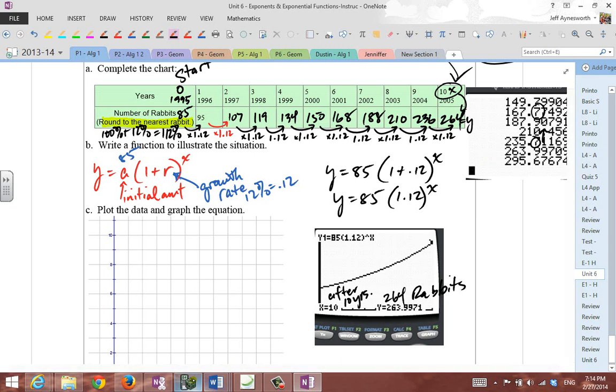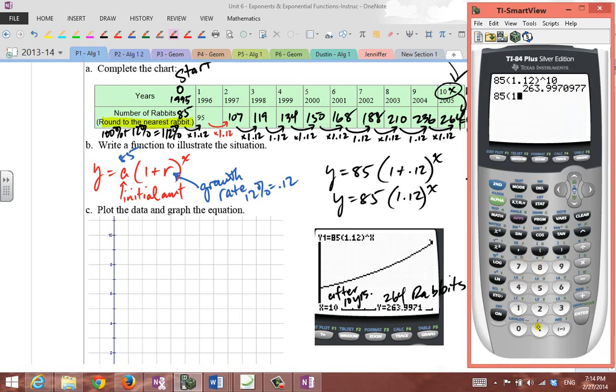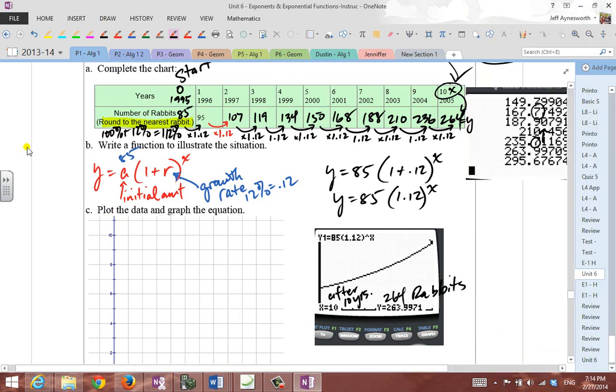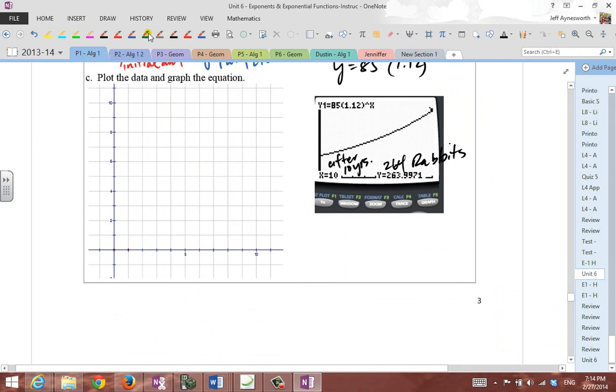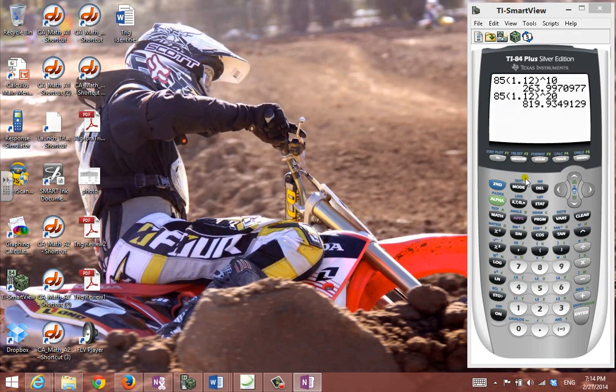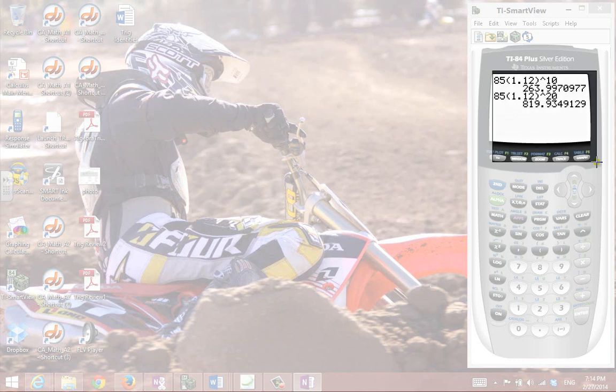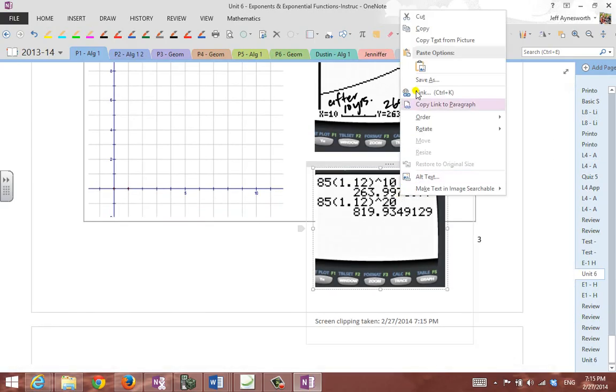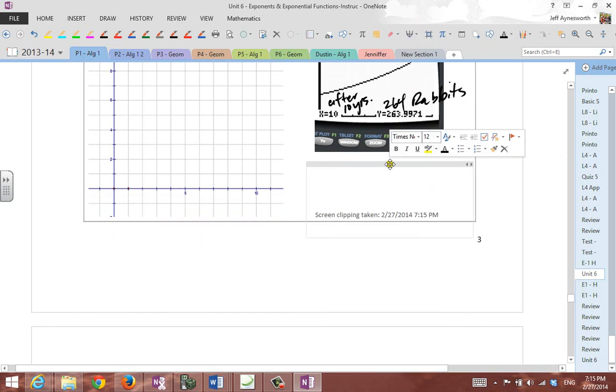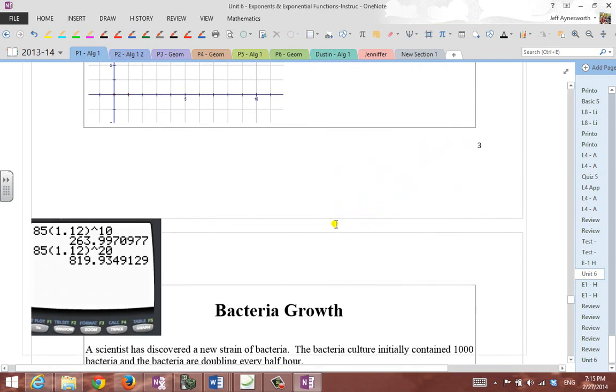If we want it after the 20th year, no big deal. You take 85, raise it to the power of 1.12, and take it to the 20th year, which would obviously be 10 years later in 2015, and there's 820 rabbits, okay? So what's cool is that you could use the function that you create to generate all your values. You don't have to do it step by step every single time. No, there's a faster way of doing it. All right, so remember the calculator techniques because you can use them to your advantage.